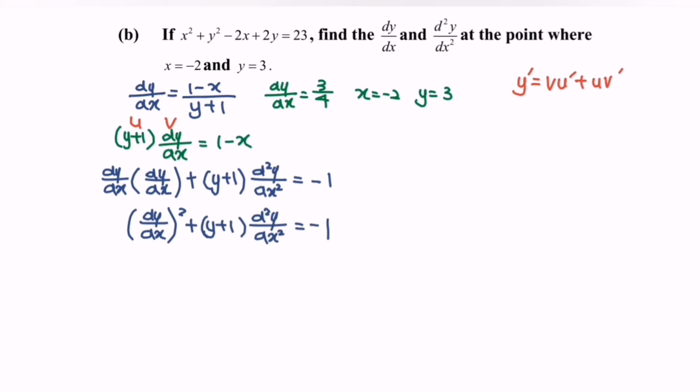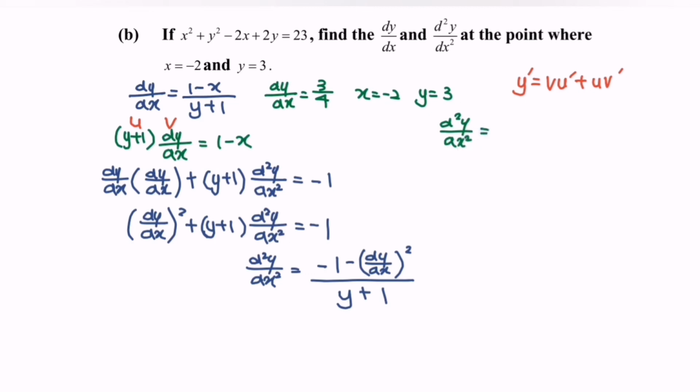Rearrange the equation. So the second derivative is equal to negative 1 minus dy/dx squared over y plus 1. Kindly substitute the value into the second derivative. So where we will have the second derivative is equal to negative 1 minus 3 over 4 squared over, substitute the value of y, and we will have 3 plus 1.